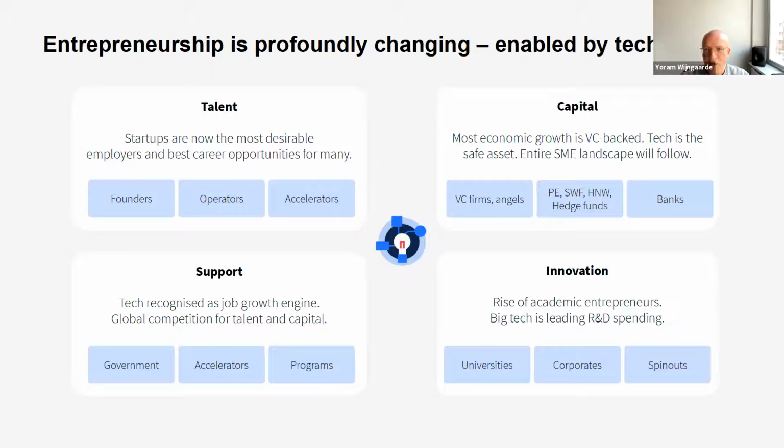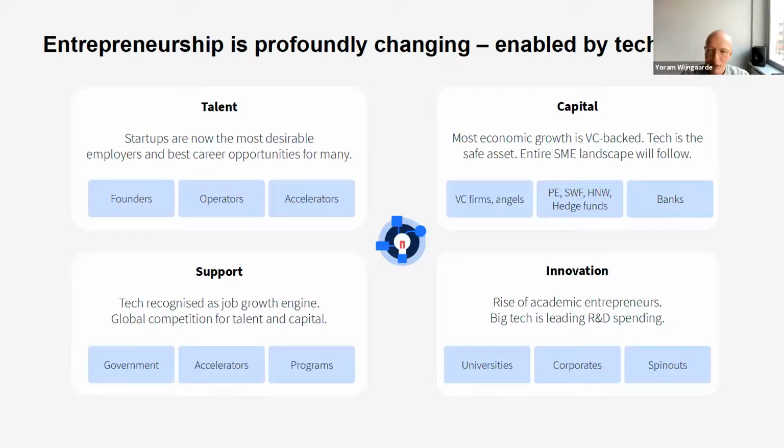The second pillar is capital. There also you see more and more venture capital going into ecosystems. And actually most economic growth now is VC backed. At least that's definitely the case in the United States. We know that's also the case in the Netherlands and in Berlin where we've measured it. And I bet that it's also the case to an extent in France. If you look at job growth, that is mostly coming from tech companies that are nowadays almost all of them venture backed. And so technology has become kind of a safe asset. That's a complete turnaround from where we were 5-10 years ago.